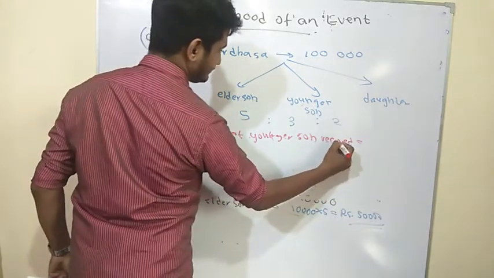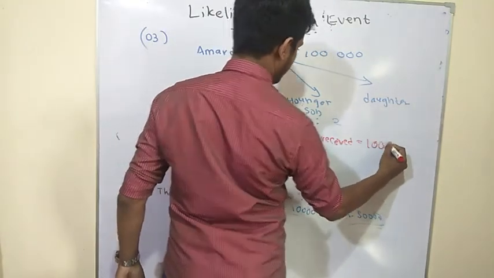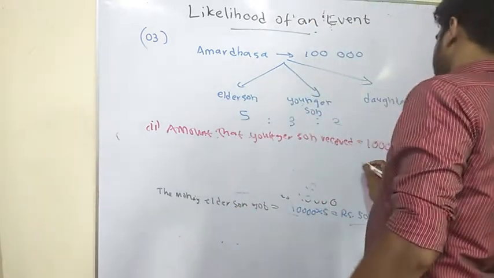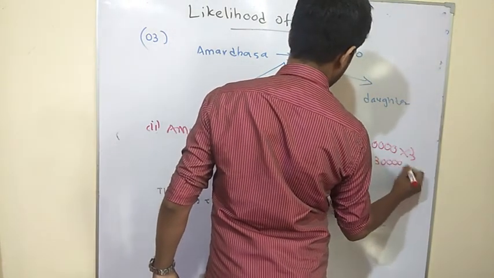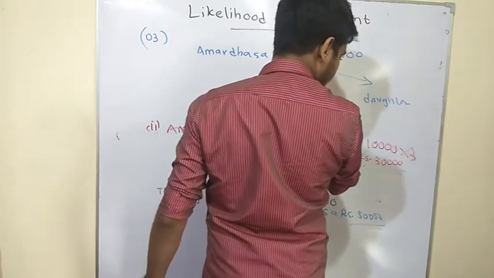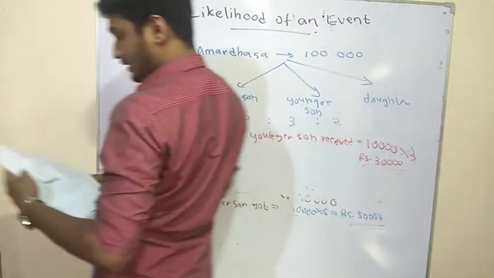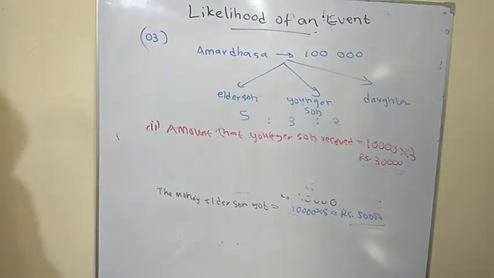So in one part it is 10,000. 3 parts are there. 30,000 rupees. The answer is 30,000 rupees. Next one, how much money did the daughter receive?